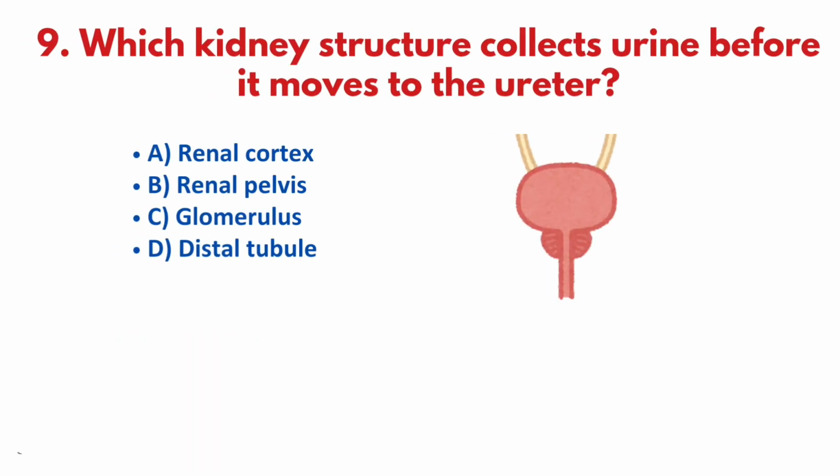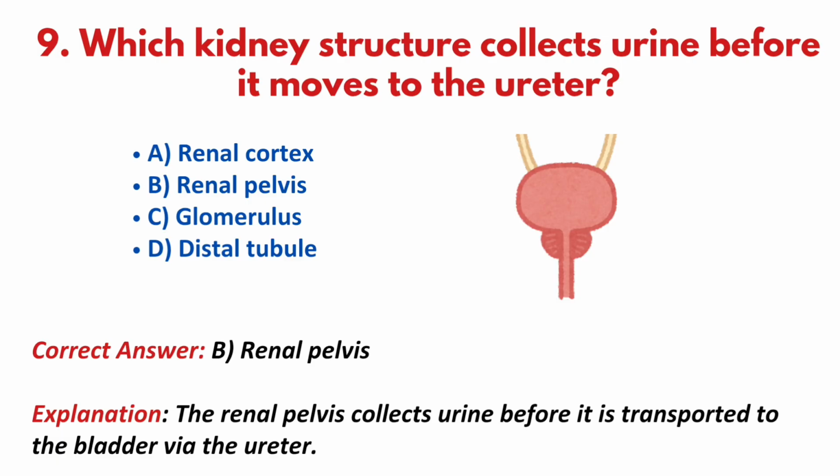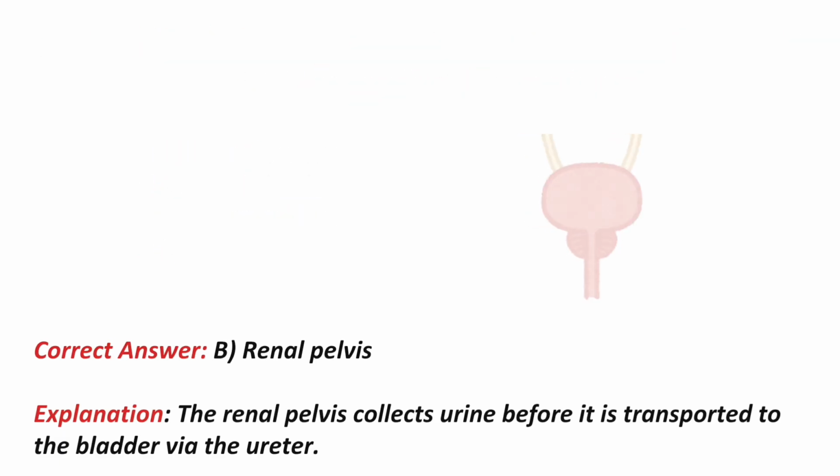Question number 9. Which kidney structure collects the urine before it moves to the ureter? Options: renal cortex, renal pelvis, glomerulus, and distal tubules. And the correct answer is option B, renal pelvis. Renal pelvis collects the urine before it is transported to the bladder via the ureter. So the correct answer is option B.